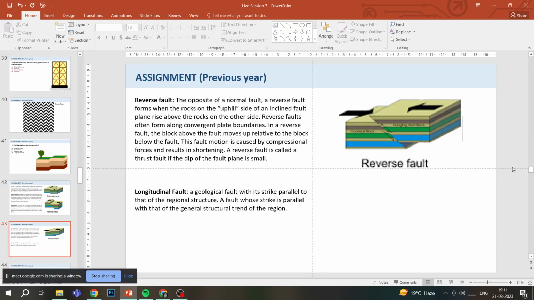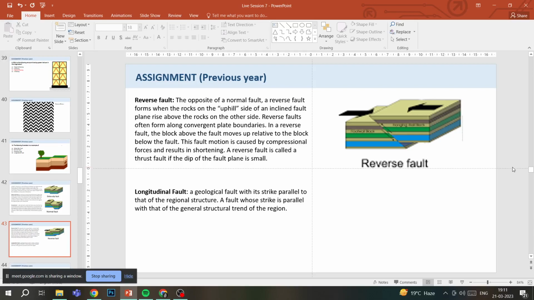It is opposite of normal fault. A reverse fault forms when the rocks on the uphill side of an inclined fault plane rise above the rocks on the other side. Reverse faults often form along convergent plate boundaries. In a reverse fault, the block above the fault moves up relative to the block below the fault. And this fault motion is caused by compressional forces and results in shortening. A reverse fault is called a thrust fault also if the dip of the fault plane is small.